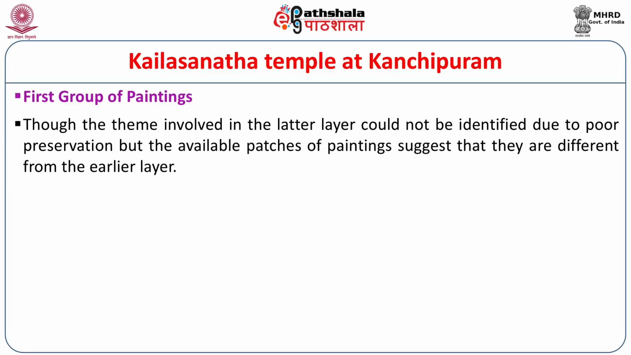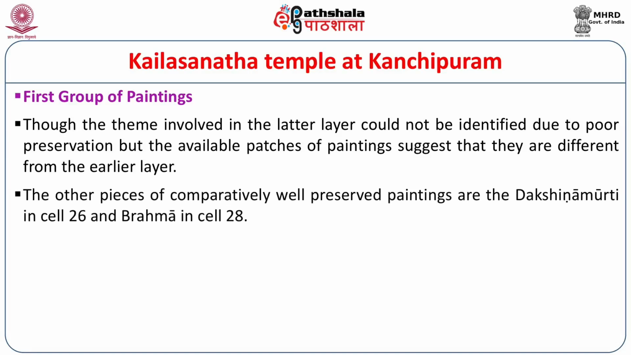So, the available patches of the second group of paintings suggest that they are different from the earlier layer. The other pieces of comparatively well preserved paintings are the Dakshinamurti in cell number 26 and Brahma in cell number 28.